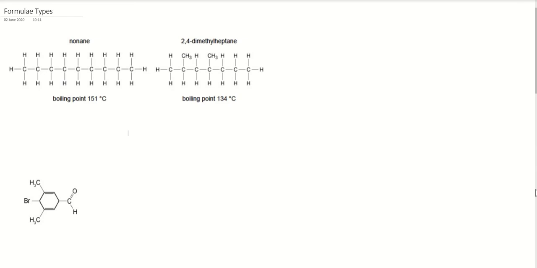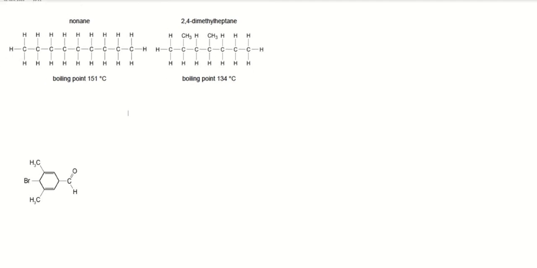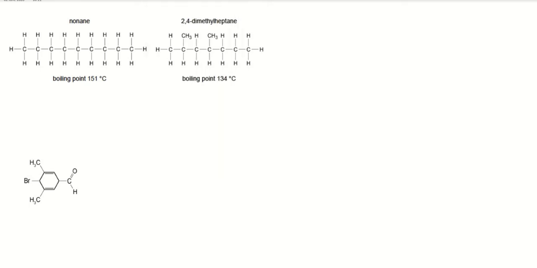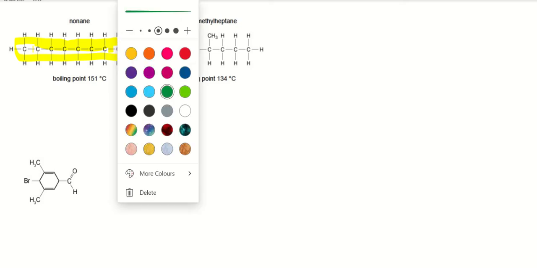So let me show you this top one, nonane here. This nonane is an example of a displayed formula, because you can see every single covalent bond is drawn in with the stick. Every one of those sticks shows that there's one single shared pair of electrons between the atoms, and because every single bond is there, it's an example of a displayed formula. Okay, so what other kind of formulas are there and why do we use them?